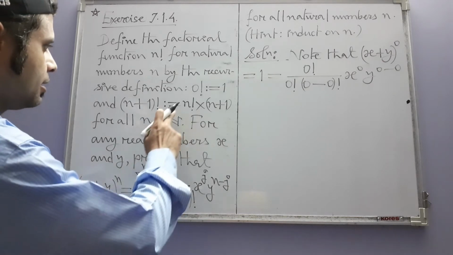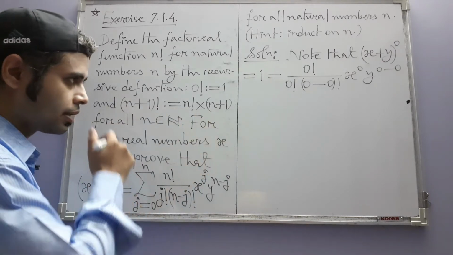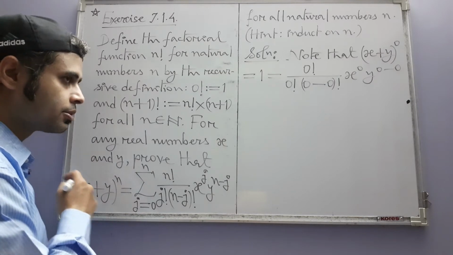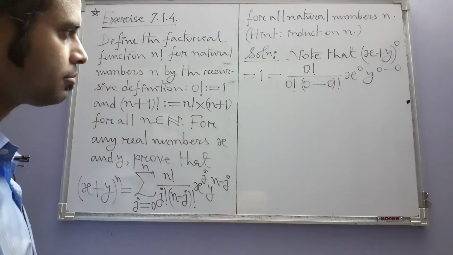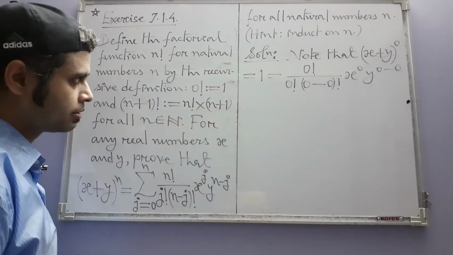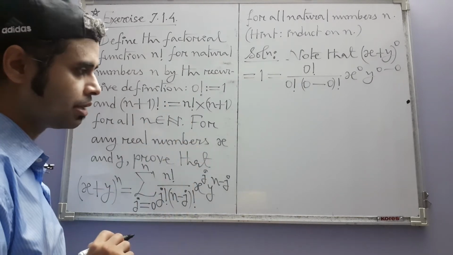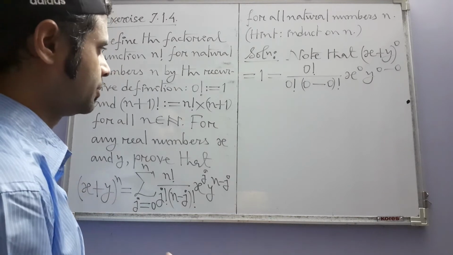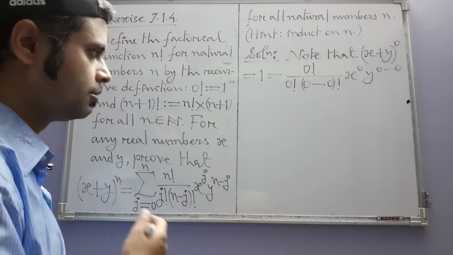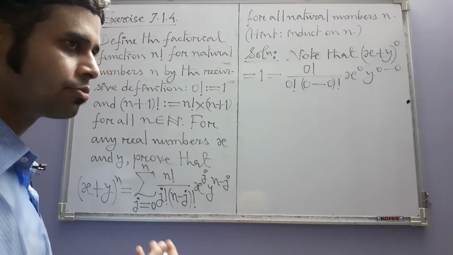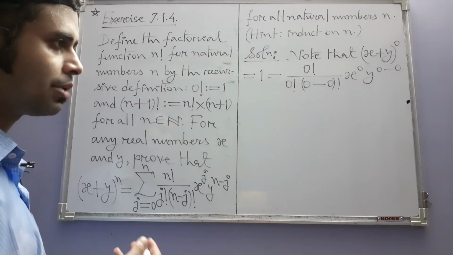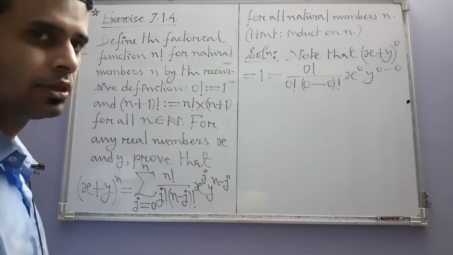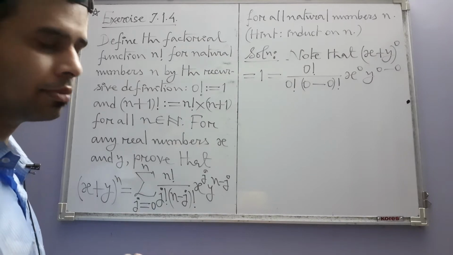And in fact, as n increases, n factorial increases at an extremely rapid rate. 0 factorial is 1, 1 factorial is also 1, which is in fact no change at all. But then 2 factorial is 2, 3 factorial is 6, 4 factorial is 24, 5 factorial is 124. So like that, the jump is too much.